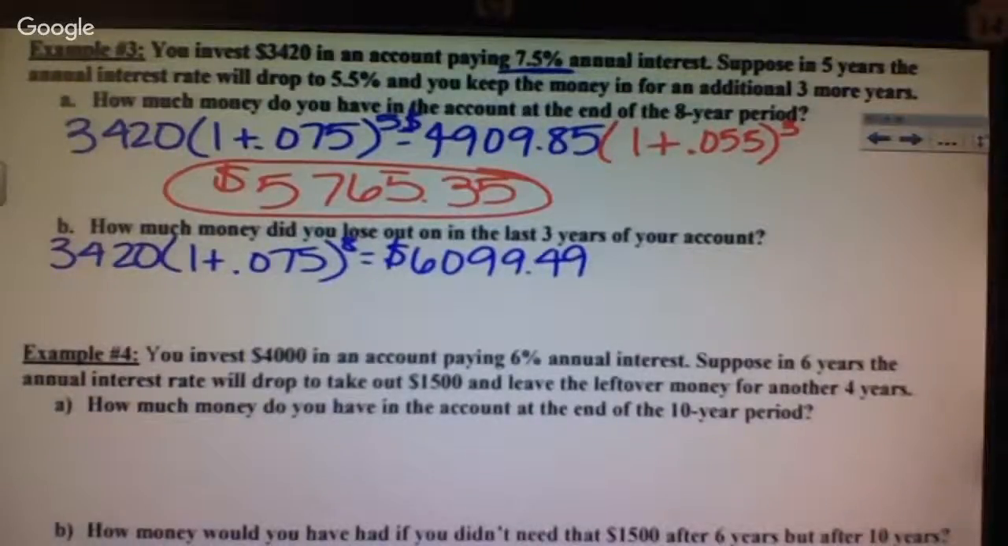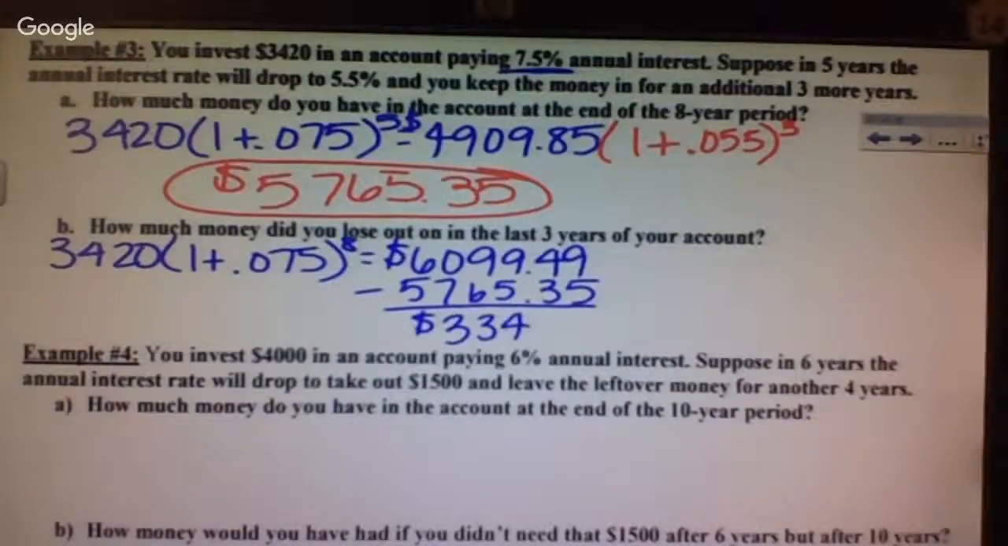So how do I find out how much money I lost out on? Subtract it by the total I got up here. So with that interest rate dropping, we lost $334.14. Perfect. $334.14. Are we mad? I'm mad.